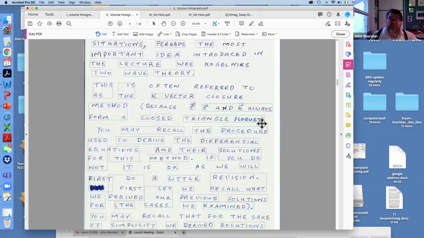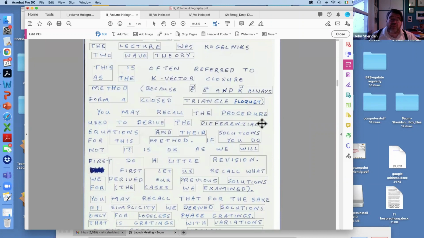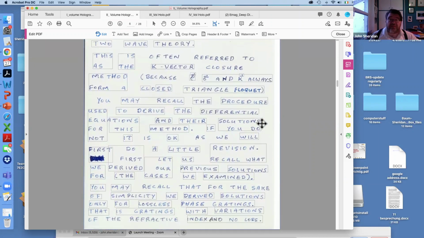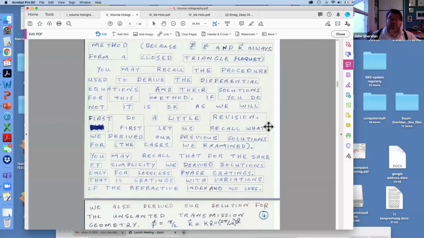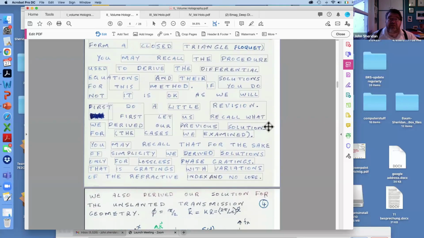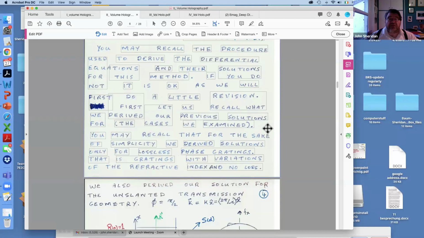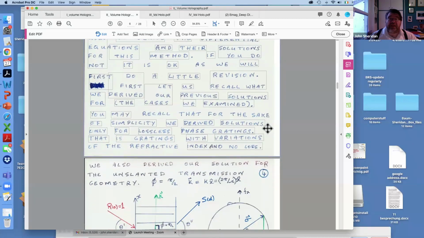As I said, pretty much everybody who does holography and volume holography starts off with Cognix theory. It's often referred to as K-vector closure, as we talked about, because of this Floquet K condition, this closed triangle that we see on our Ewald diagram. So the procedure used to derive the differential equation and the solution for this method, we've got to recall that, yeah?